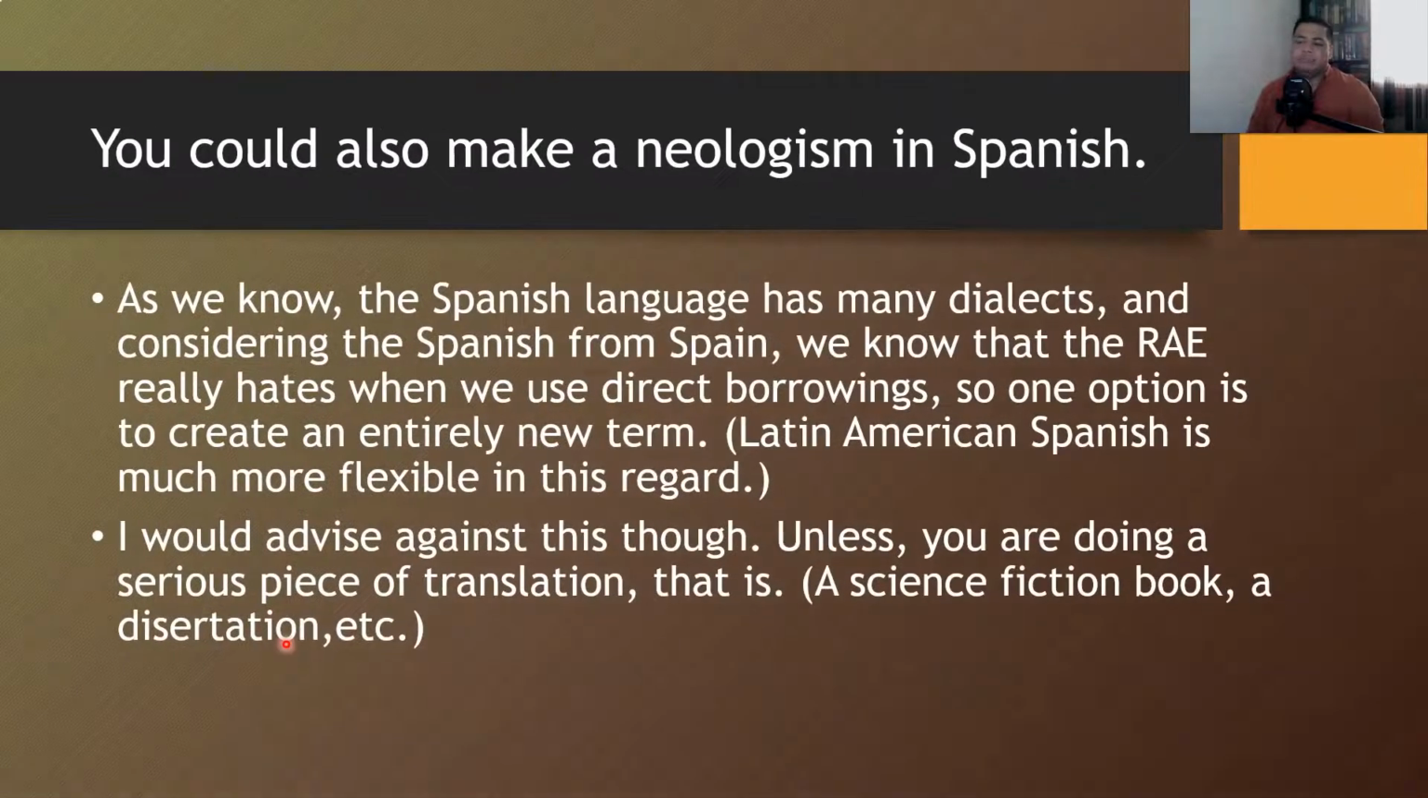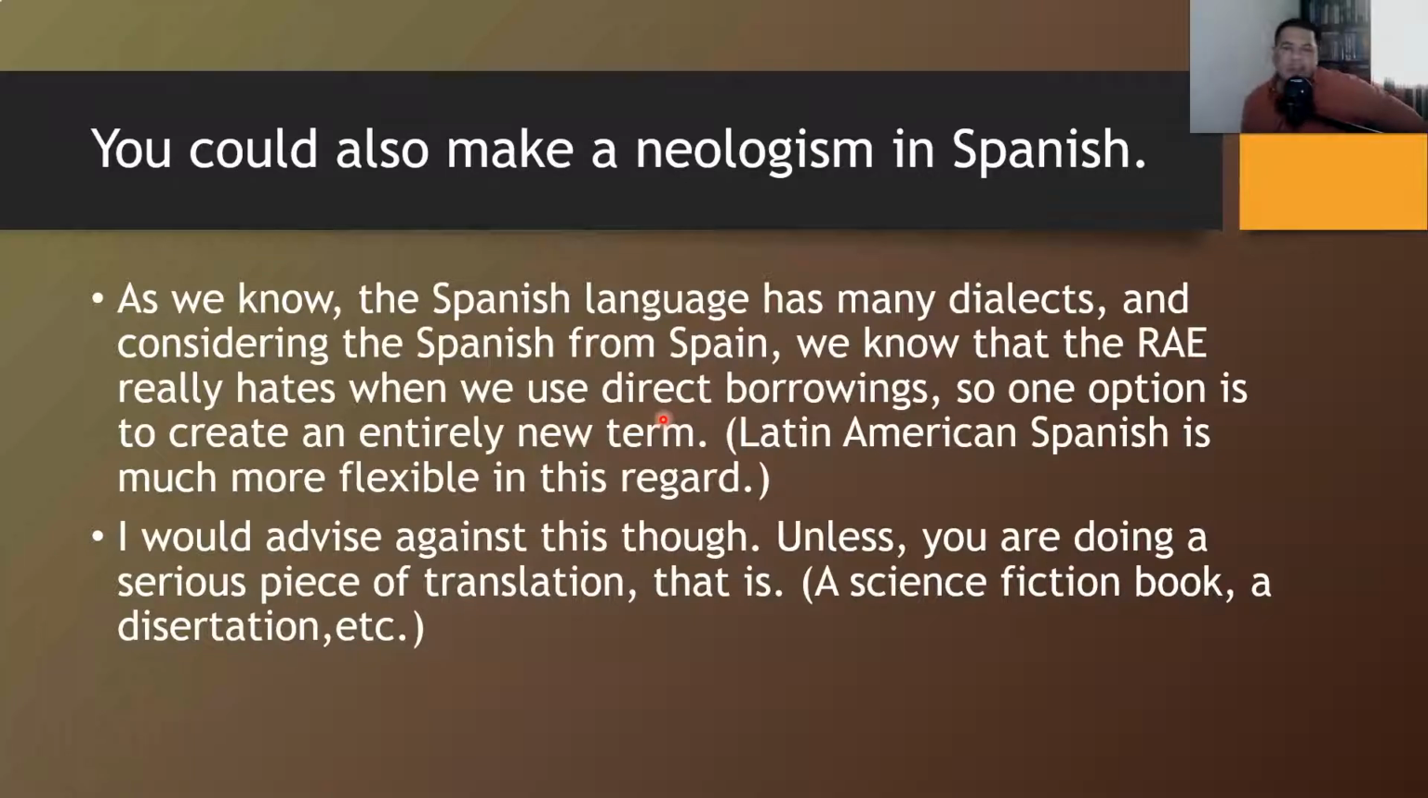Now, what else can we do if we find these new words? What we can do in a general sense, right? Not that we can do it all the time, is to remember that Spanish has lots of dialects, and particularly the Spanish from Spain really hates when you use foreign terms in Spanish. So they really hate when you use direct borrowings. One option is to create an entirely new term.